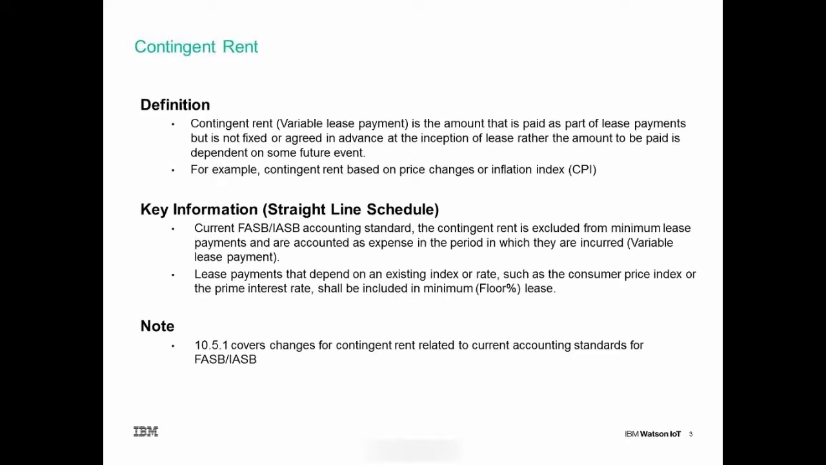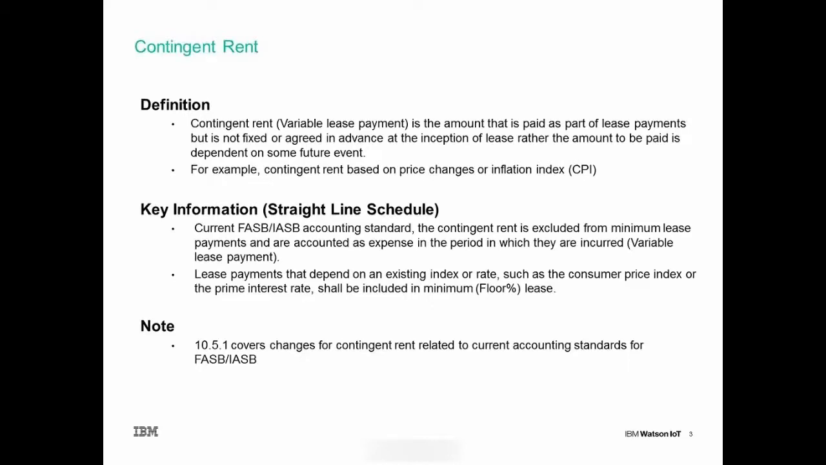The contingent rent, the definition is that contingent rent or variable lease payment is the amount that is paid as part of the lease payment, but is not fixed or agreed in advance at the inception of the lease. Rather, the amount to be paid is dependent on some future events. For example, the contingent rent based on price changes, or maybe the inflation index, which we know as the consumer price index.